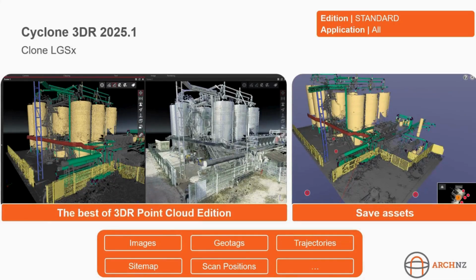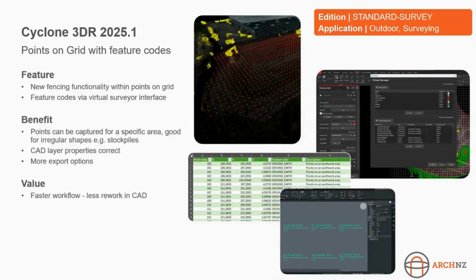Then we have this clone LGSx function, which is probably one of the things that people are getting very excited about, just under the standard edition. So making sure that you bring in a CloudWorx LGS file, and then you can clone it with the edits so that you can clean up your point cloud using all of those great 3DR cleaning functionalities. And then for points on grid, there's new fencing functionality and the ability to have the feature codes embedded along with the CSV exports. This is basically all just resulting in less rework in CAD with all of those layer conventions, and also just being able to isolate exactly what you're interested in from the get-go.